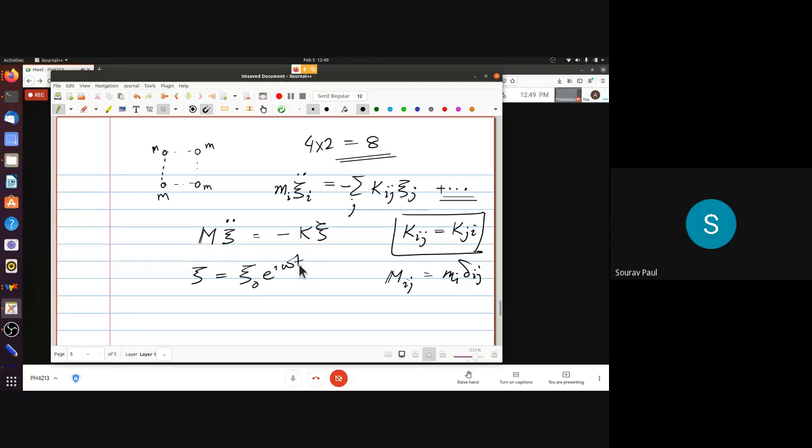So e to the power i omega t is just, it's like a blend. It's like a what? No, look. When you say xi is xi naught times e to the i omega t, what you're claiming, of course, is that e to the i omega t is not the real displacement, everybody knows that. The real displacement is the real part of this.